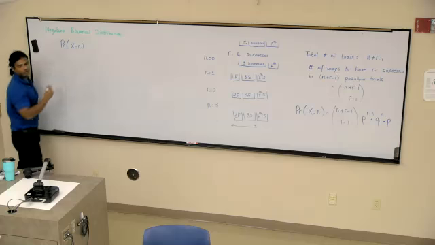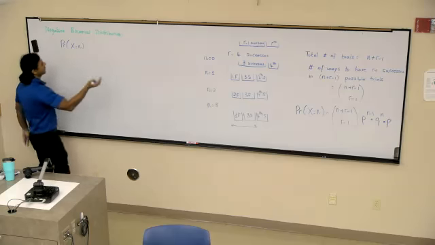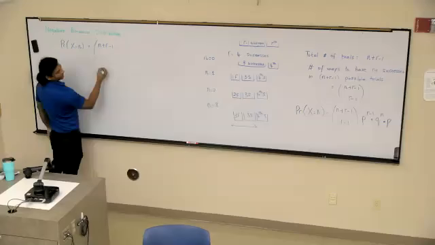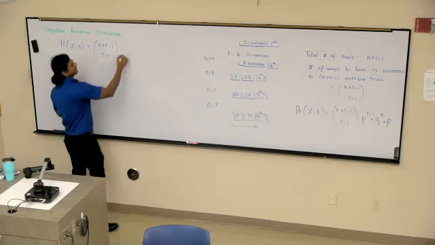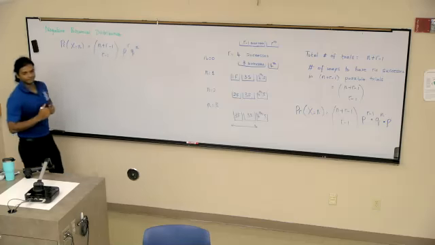I just didn't want to simply write the formula. I wanted to explain why the formula is the way it is. So with R-1, we would have P raised R multiplied by Q raised N.